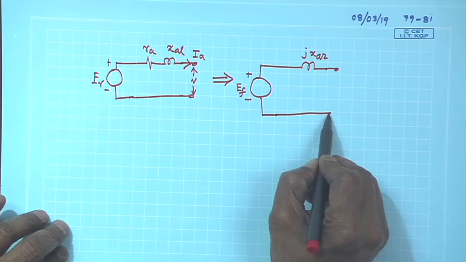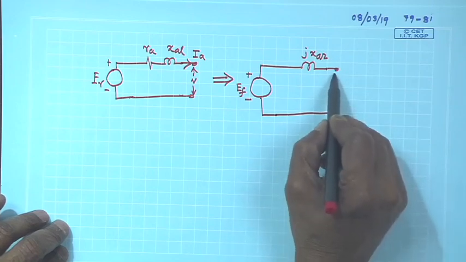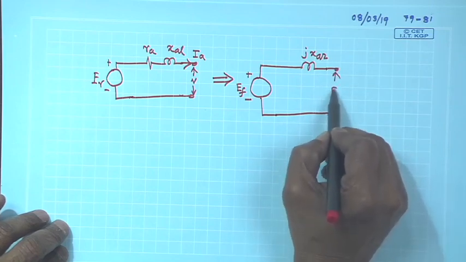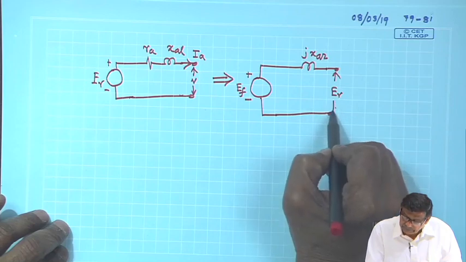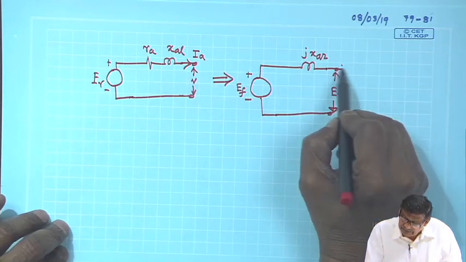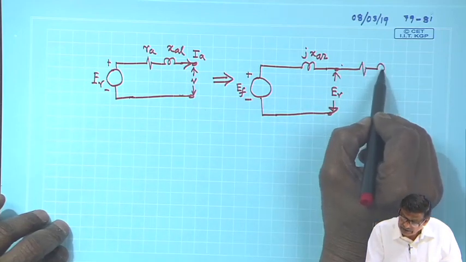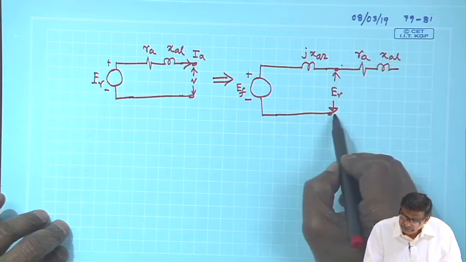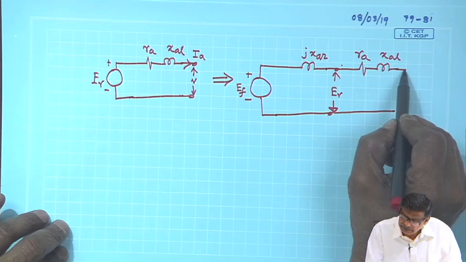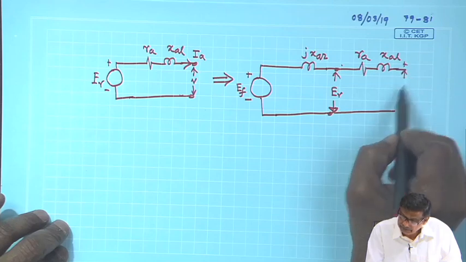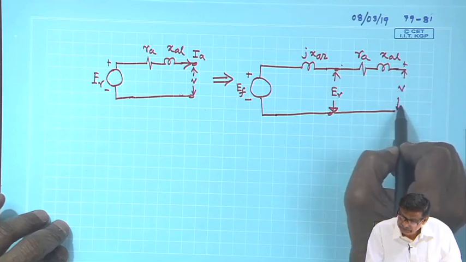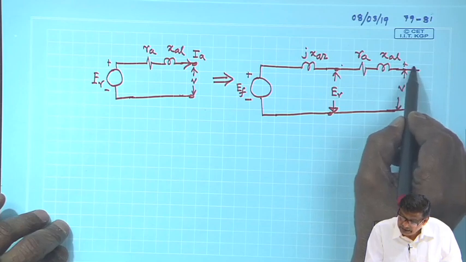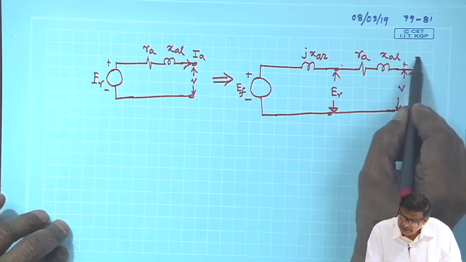and then I will show my ER here, and then your R A X L, and then your terminal voltage V per phase, and it is delivering a current of I A.